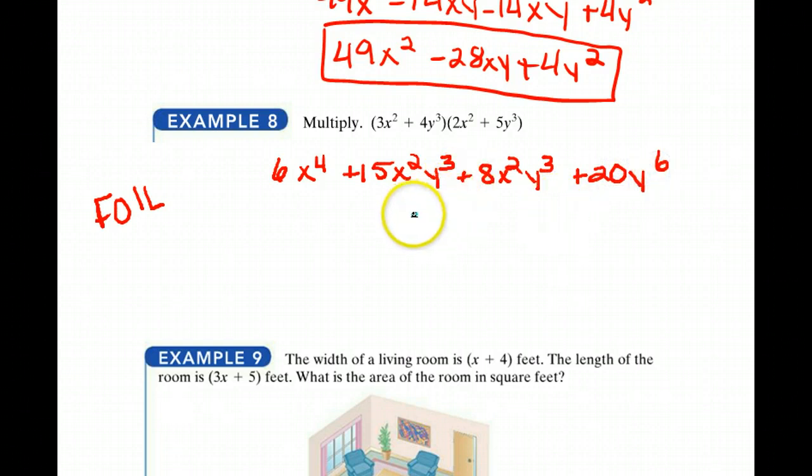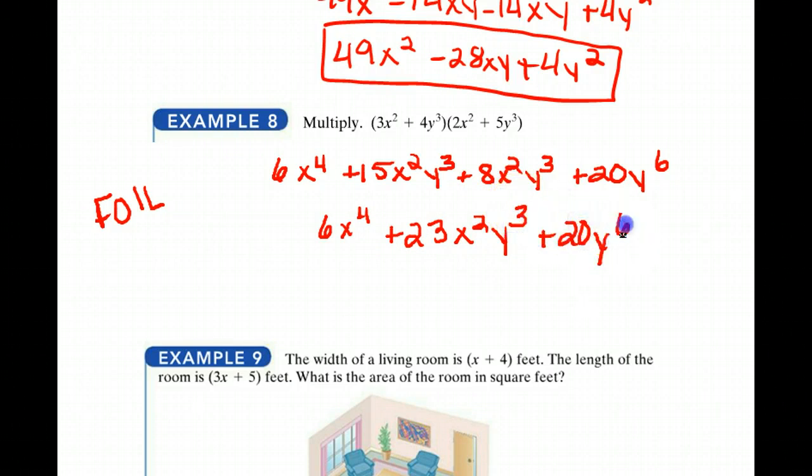You want to check to see if you can combine any like terms. Our two middle terms are similar, so we can go ahead and combine those. 15 plus 8 gives us 23x squared y cubed, and lastly we want to bring down the 20y to the 6th.